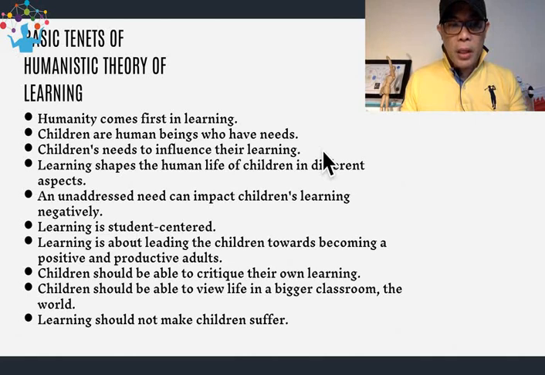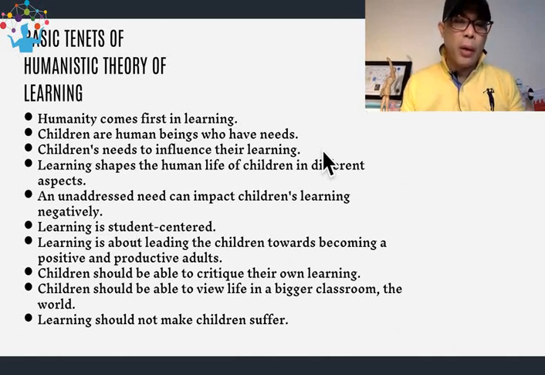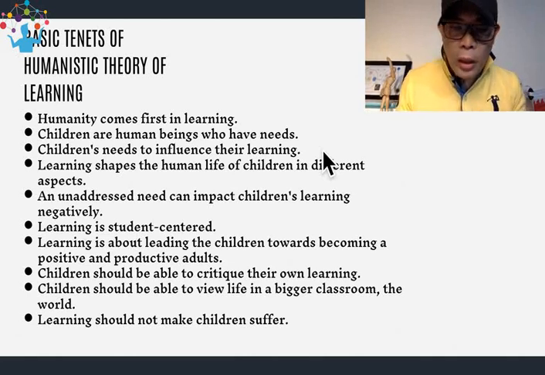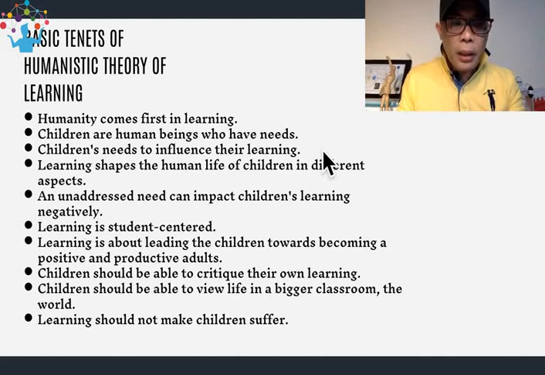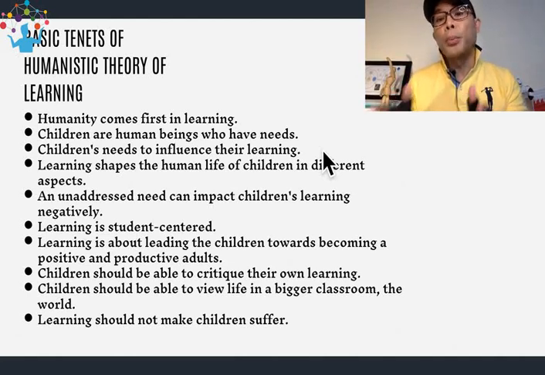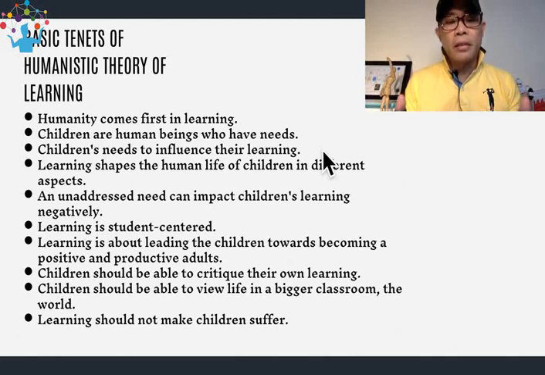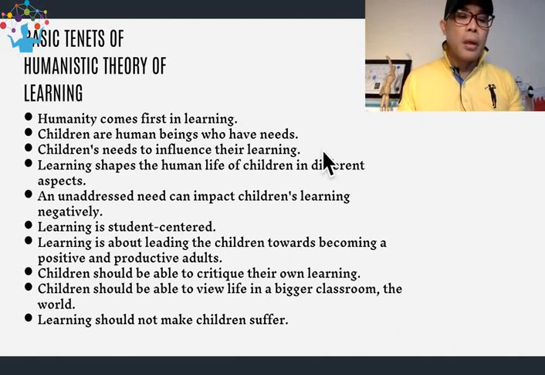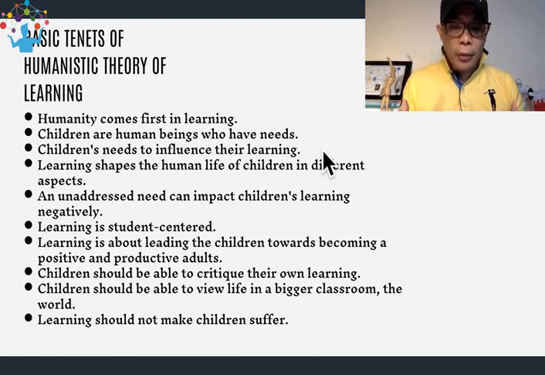The next one is learning is student-centered. We know about it. We've always been talking about this in our classes. And learning is about leading the children towards becoming positive and productive adults. So we are preparing children to become positive and productive adults in the future. The next is children should be able to critique their own learning. They will be able to evaluate what's happening in their own learning.